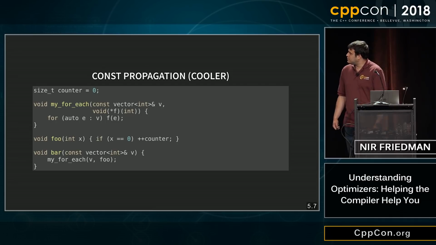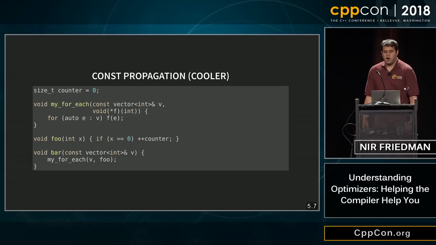So here I've written sort of my own for each function. It takes a function pointer and a vector, and it just calls the function pointer on every element of the vector, right? So here we have bar. Bar calls my for each, v foo. Okay, so foo is a function that does something, right?